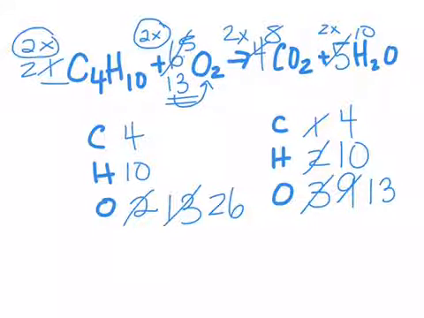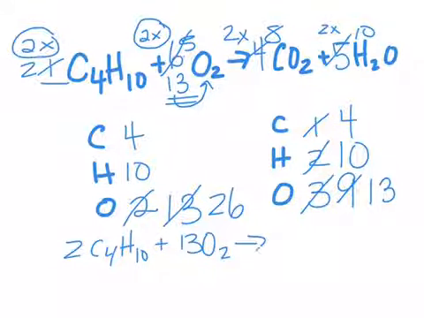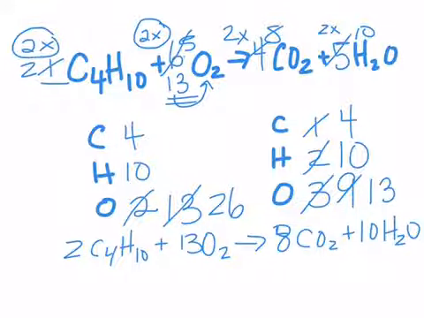So my new formula is going to be 2C4H10 plus 13O2 becomes 8CO2 plus 10H2O, just to clean it up a little bit. Now what we need to do is make sure that everything balances out. So now that I have my new coefficients, I'm now going to do my counts again.